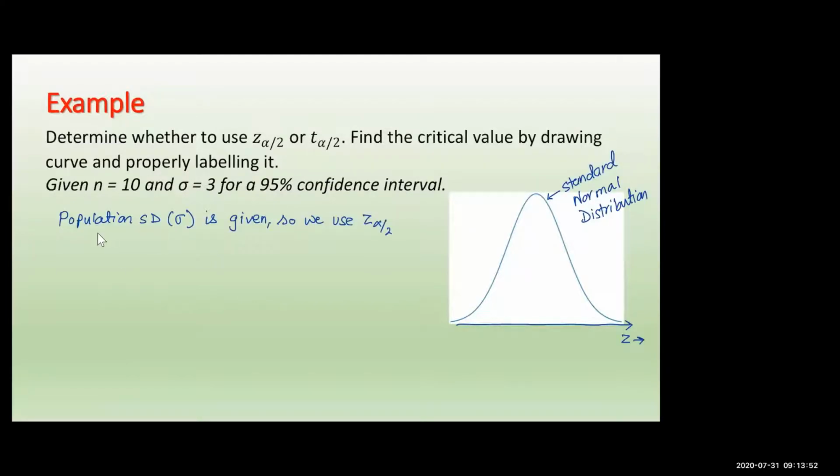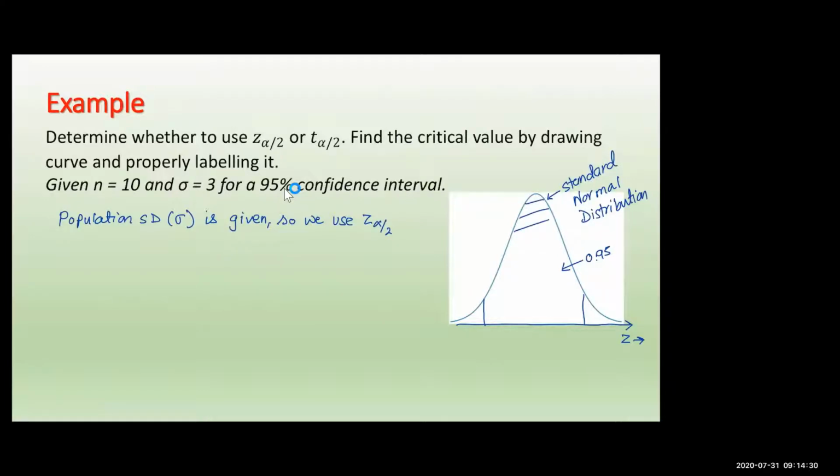Because the population standard deviation is given, we are using Z alpha over 2, so that the Z scores are along the x-axis, and this distribution here is a standard normal distribution, meaning the mean is 0 and the standard deviation is 1. Now we want the critical value Z alpha over 2 for a 95% confidence interval. So in the middle, we'll have 95% area, which we are going to label first. This area in the middle is 95% or 0.95.